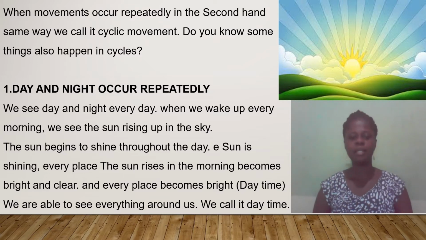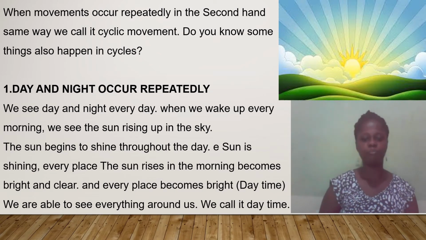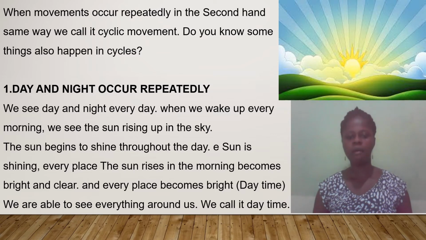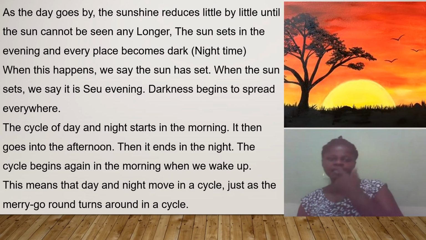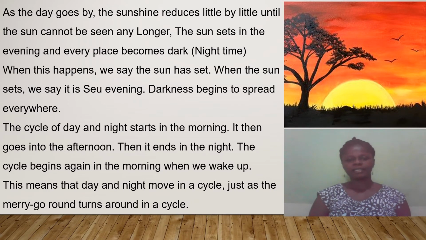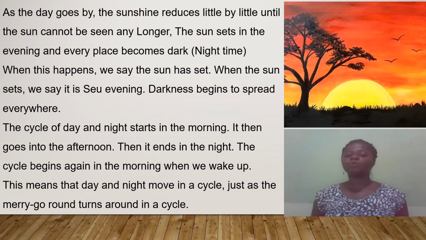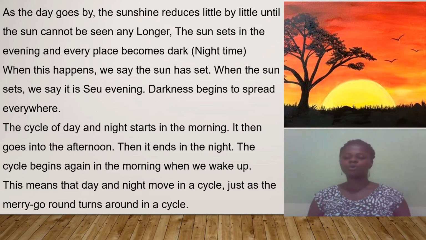Okay, and then the sun rises in the morning, becomes bright and clear, and every place becomes what? Bright, and we call it daytime. So we are able to see everything around us, and we call it what? We call it day. Now as soon as the day goes by, the sun reduces by little, and so the sun cannot be seen any longer. Okay, the sun will then set in the evening, and everywhere will become what? Dark, and this is what we call the night time.